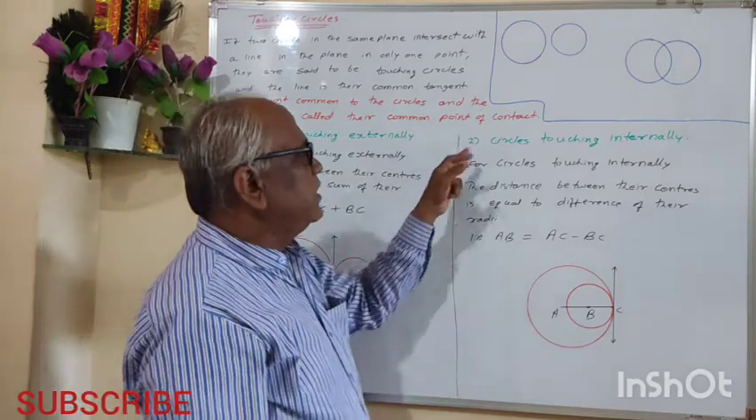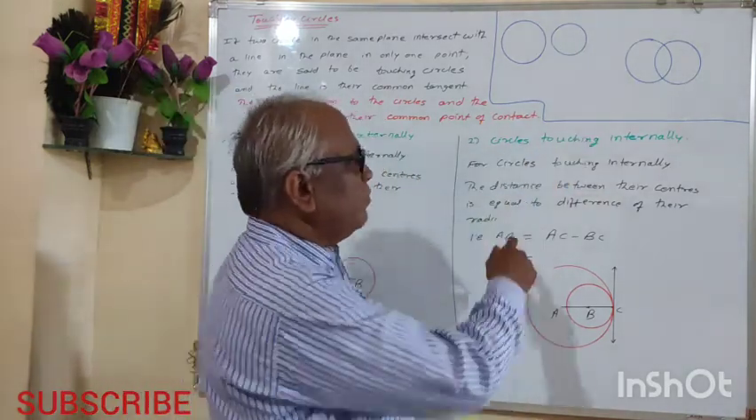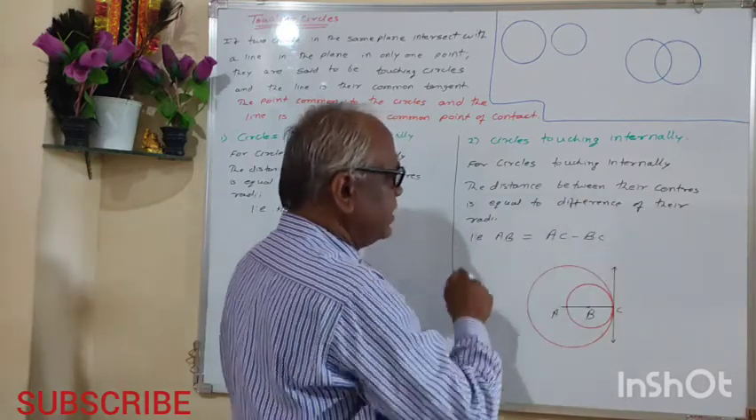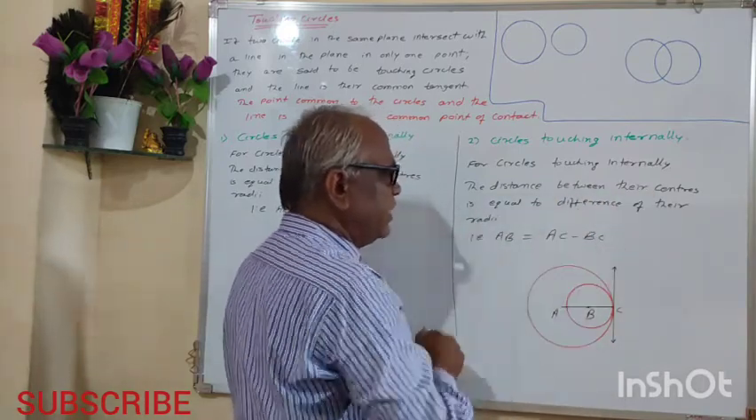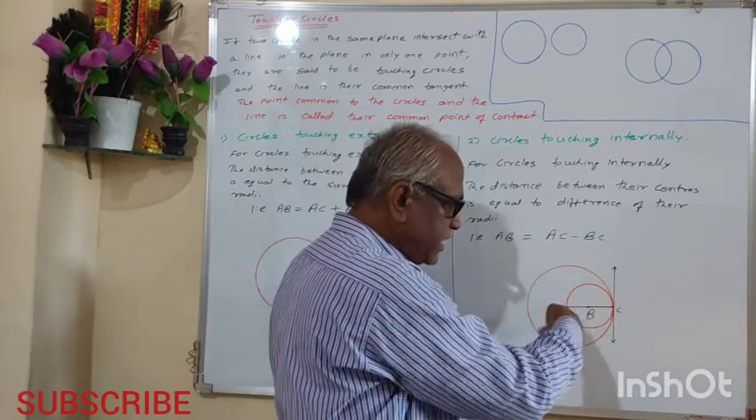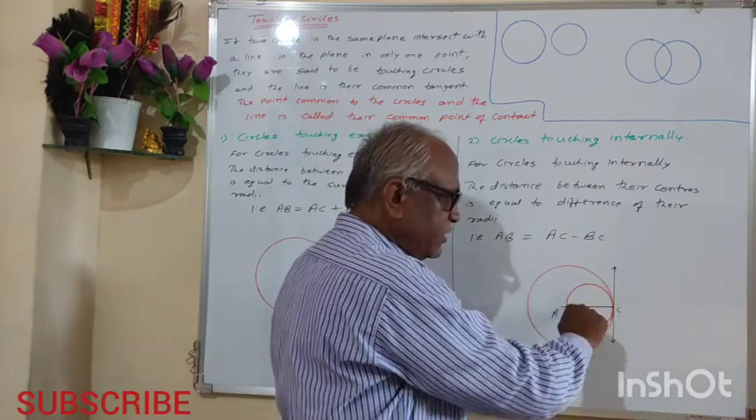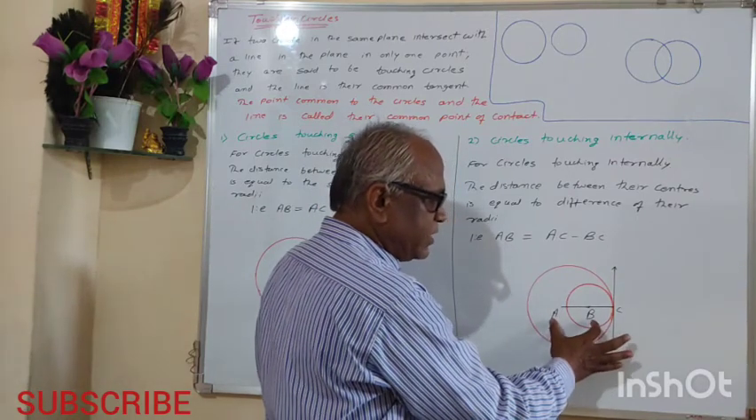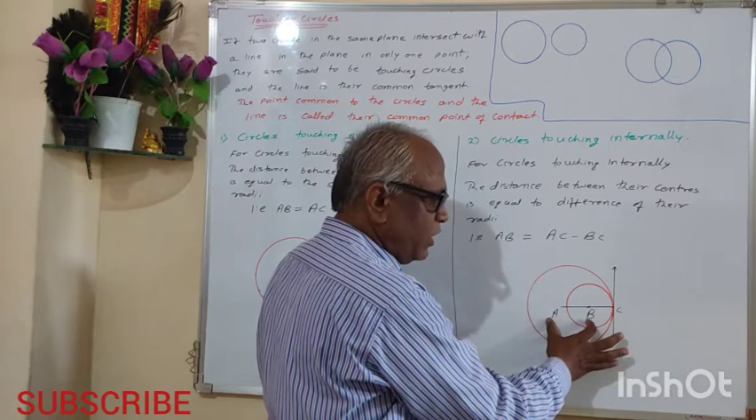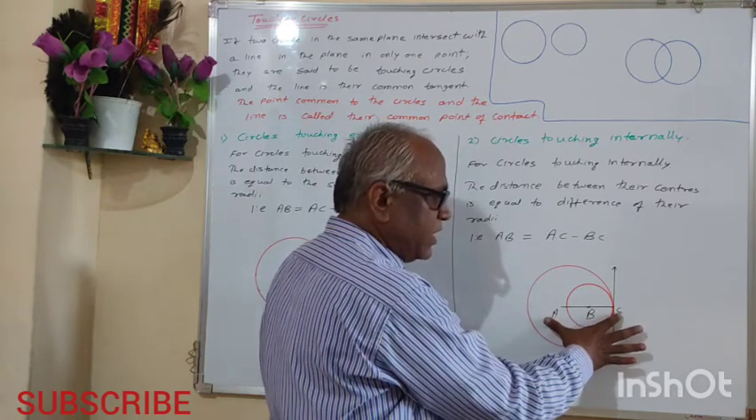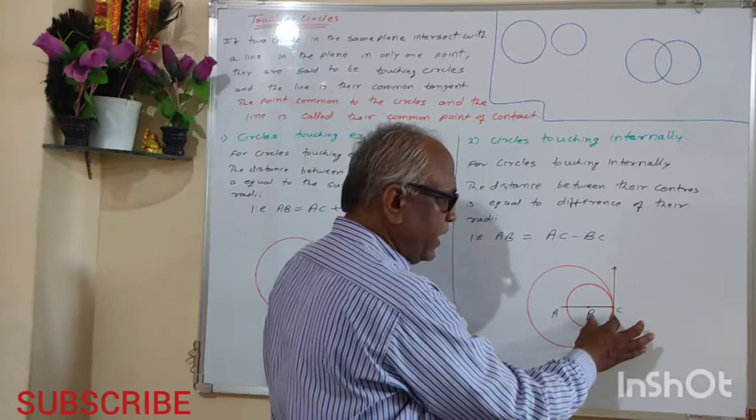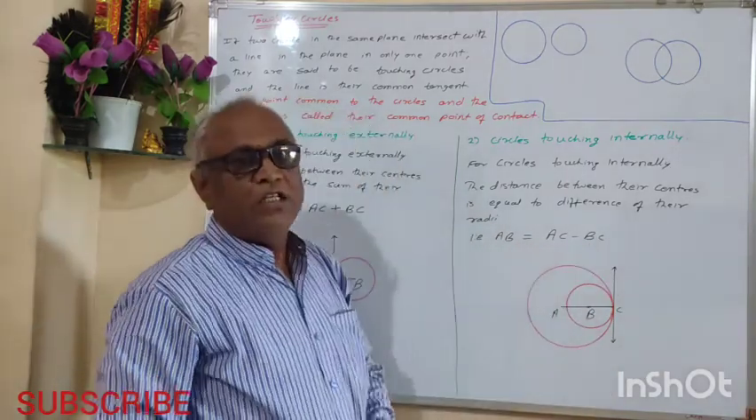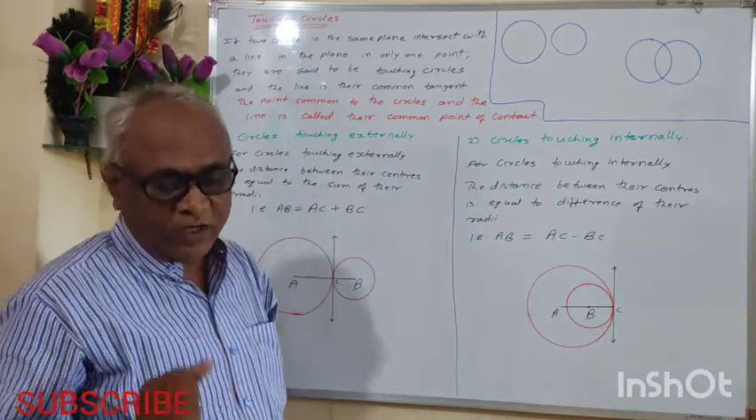Now, second one, circles touching internally. For circles touching internally, the distance between their centers is equal to the difference of their radii. Here, a big circle with center A, a small circle with center B. The distance AB is equal to the difference of the radii, that is AC minus BC. That is, AB is equal to AC minus BC. You are going to write this point in your notebook.